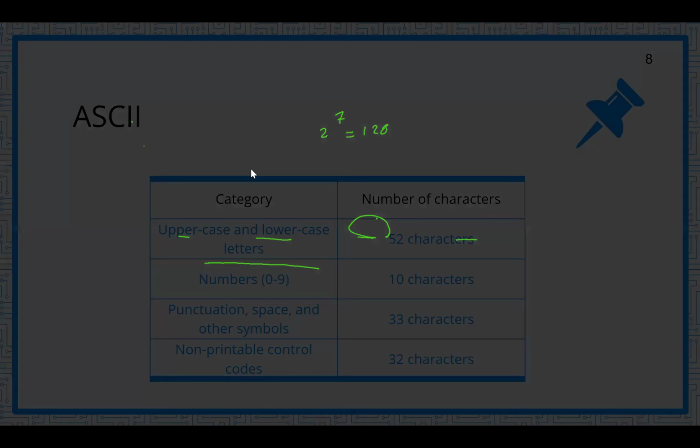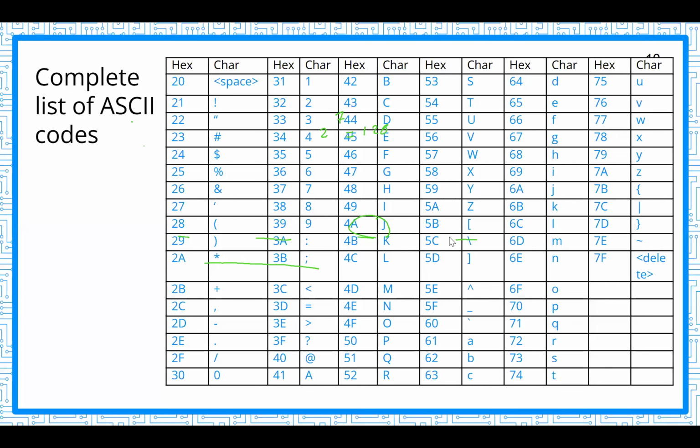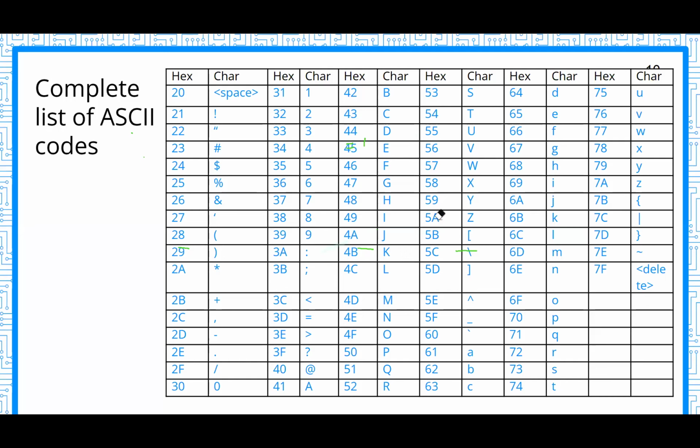So let me go straight to here. This is how the ASCII table looks like. In this specific example, we only see hex numbers that correspond to every character. So let us have a look at the popular ones. If you look here, this is our A. Can you see that?